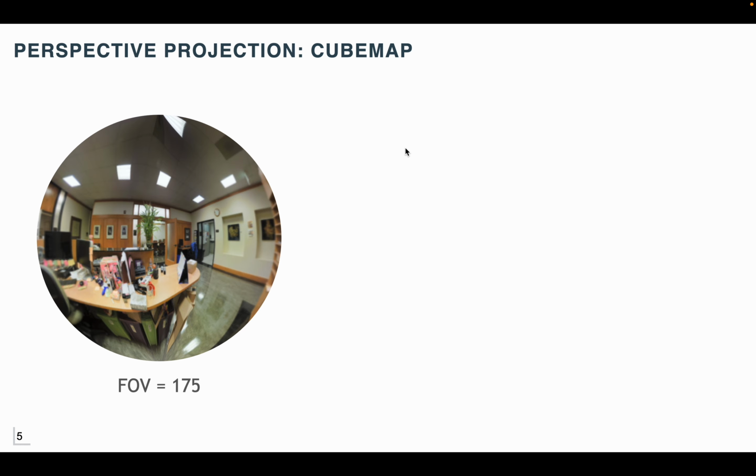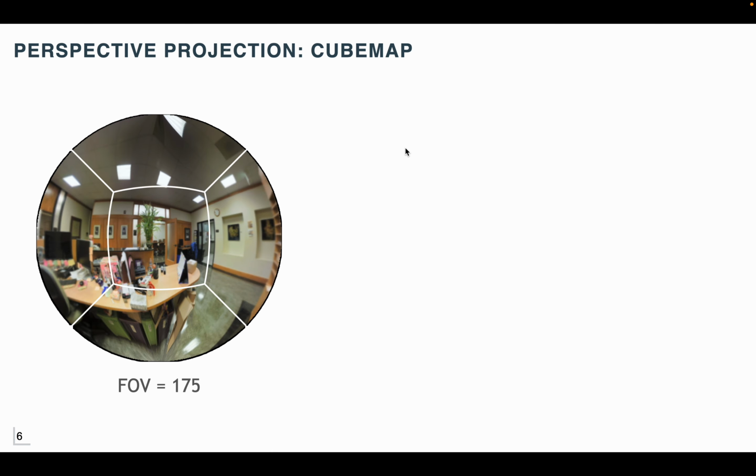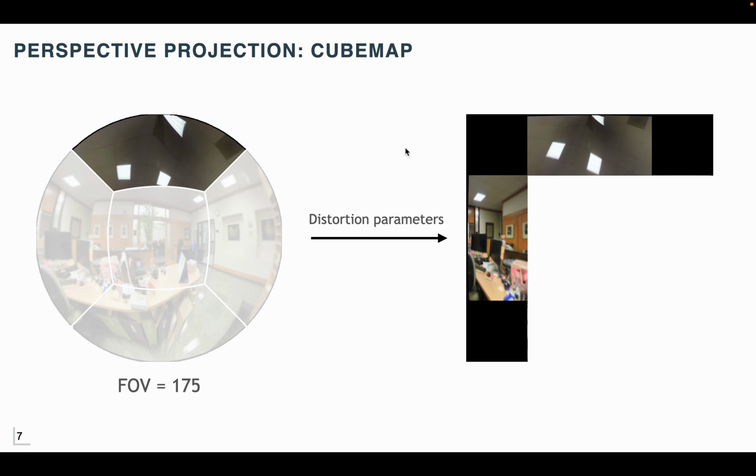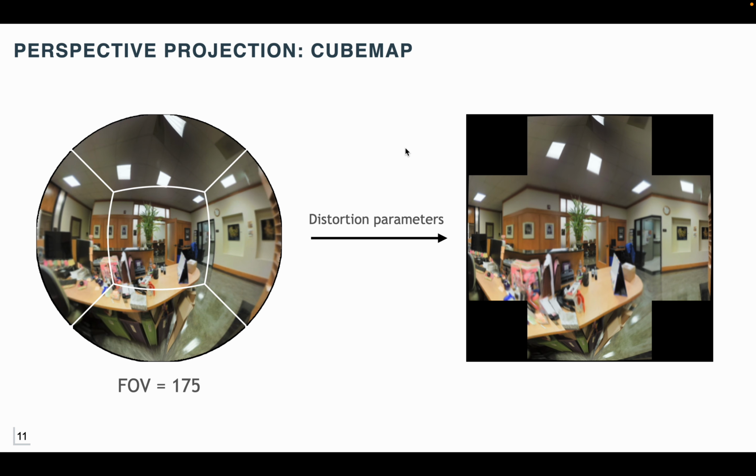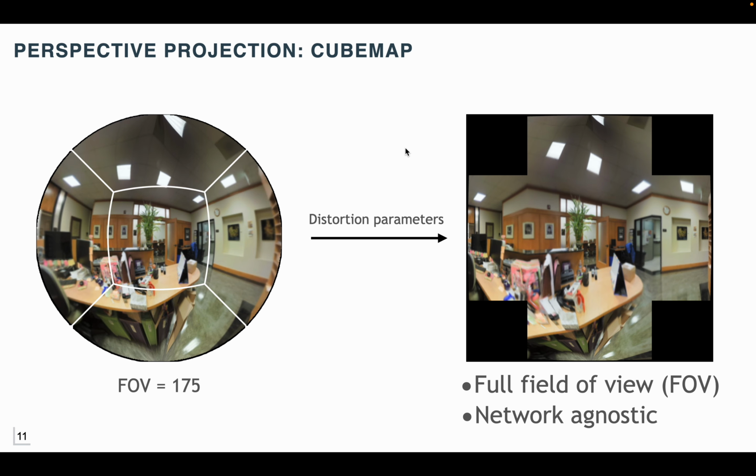One of the other methods uses a cube map, where we divide the input image into 5 different parts, undistort each of them separately, and stitch them together to get an image like this. This is good. This is both full field of view and network agnostic, but it has severe deformation along the edges due to the flattening and stitching of the images, which produces degrading results as shown in our experiments.